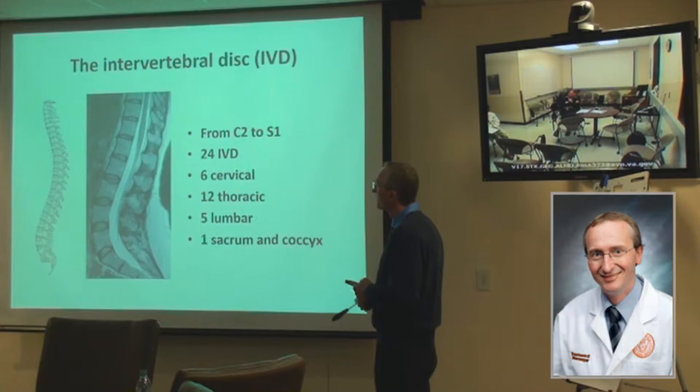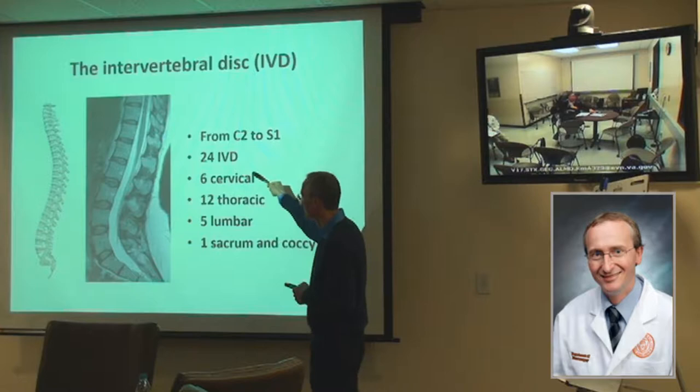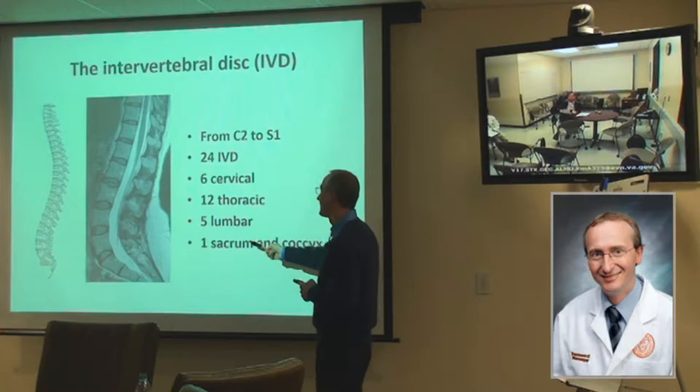We have 24 intervertebral discs, and the reason is that we do not have a disc at the level of the C1-C2 segment. So we have 6 cervical, 12 thoracic, and 5 lumbar. And there might be one between the sacrum and the coccyx, which is variable.